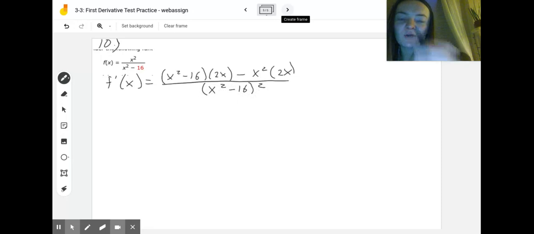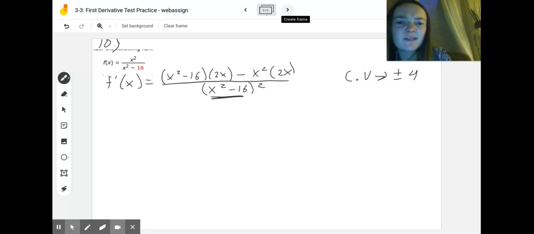Okay, so I really just want to know, when does this function equal 0 and when does it not exist? Well, I know for sure it doesn't exist when the denominator is equal to 0, so it doesn't exist at plus or minus 4. The reason is if I plugged in plus or minus 4, I get 4 squared minus 16, which is 0, and I get negative 4 squared minus 16, which is still 0. So all I want to do is determine the top at this point.